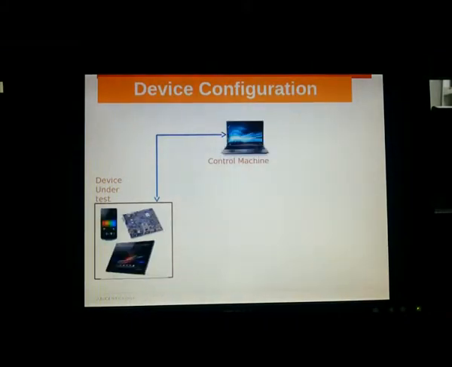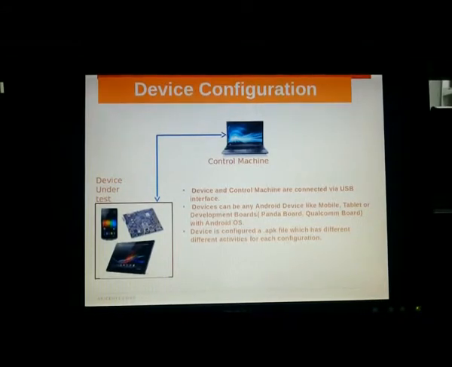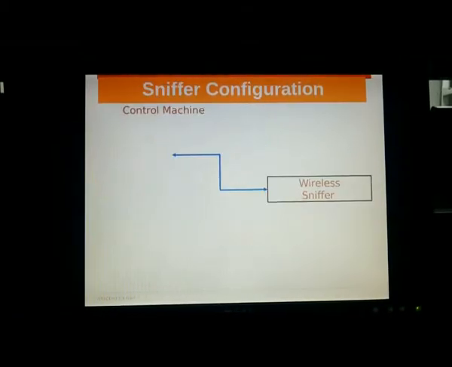So next we will come to the device and control machine connection. The device and the control machine are connected over a USB cable, and the device can be any Android phone, any tablet, any development board which has the Android operating system. We are configuring the device using an .apk file which we have developed, and this APK file has different activities for each type of configuration.